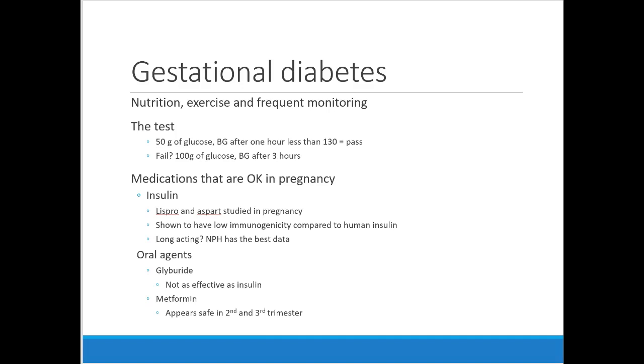Oral agents, glyburide is probably the best studied one out there. It's not as effective as insulin. Metformin is also used. It appears to be safe in second and third trimester. It's kind of unknown in the first trimester, but most patients who are diagnosed with gestational are probably not being diagnosed in the first trimester, right? It's probably not caught until the second trimester or tested until they're at least closer into the second trimester.